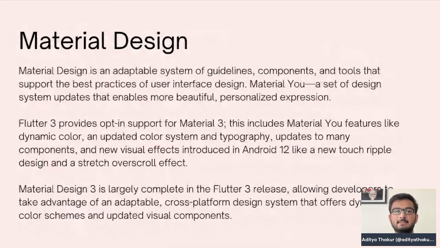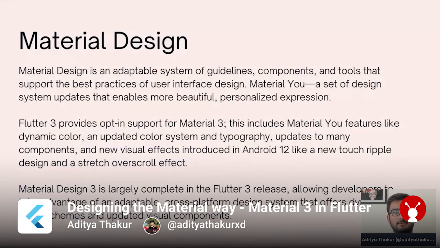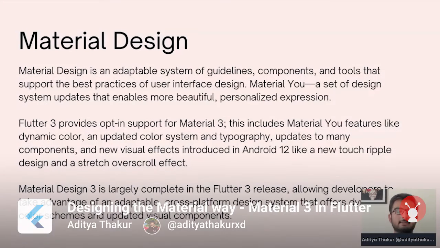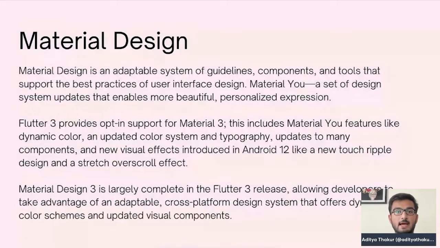In today's session, we would be looking at material design. So, material design is this adaptable system of guidelines that give you the best practices in user interface design. In Google I/O announcements, the Flutter team announced support for Material 3. It is now available with opt-in support, so you can choose to opt in for Material 3 by toggling an option, which we would be looking at soon. There are a number of components, updates to color system and typography that we can check out. So Material Design 3 is largely complete, allowing developers to take advantage of this adaptable cross-platform design system, which offers this dynamic color scheme and some updated visual components.